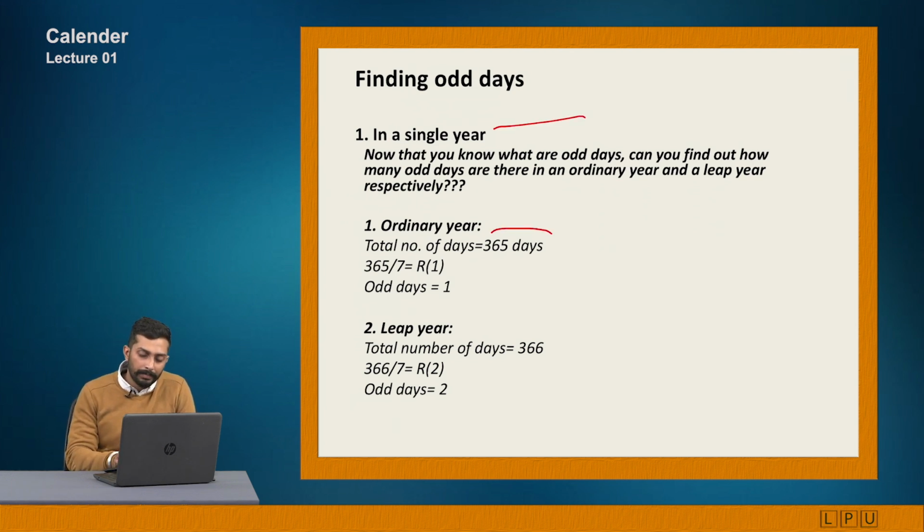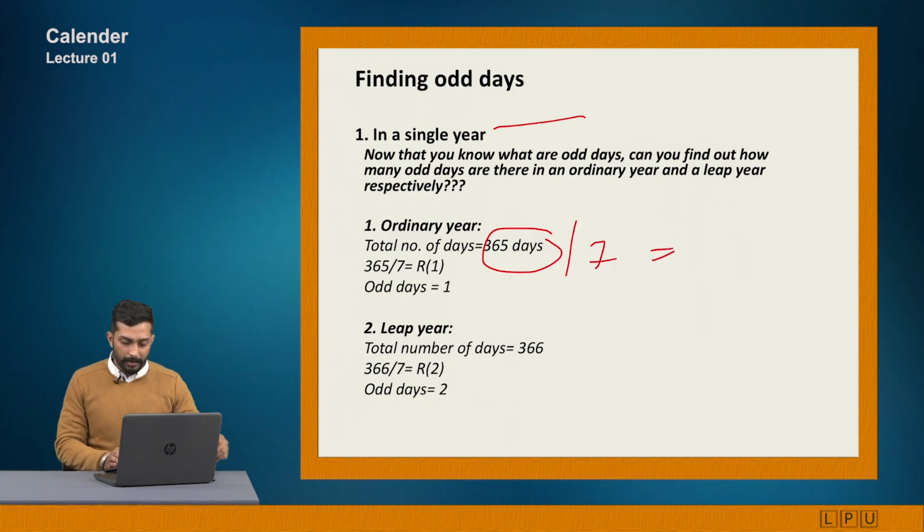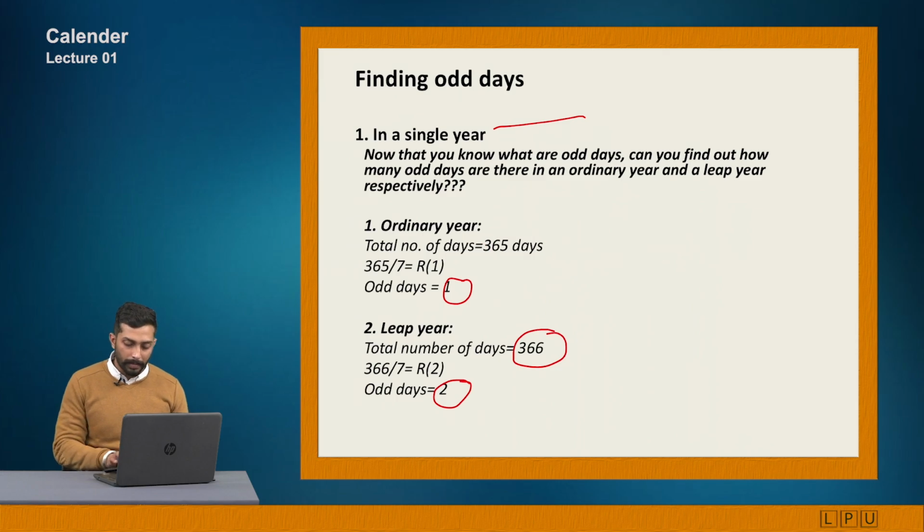So in a single year, we have 365 days, and 365 divided by 7 gives one odd day. And in a leap year, we have 366 divided by 7, which gives two odd days. This is simple: dividing 365 and 366 by 7 gives the number of odd days here.